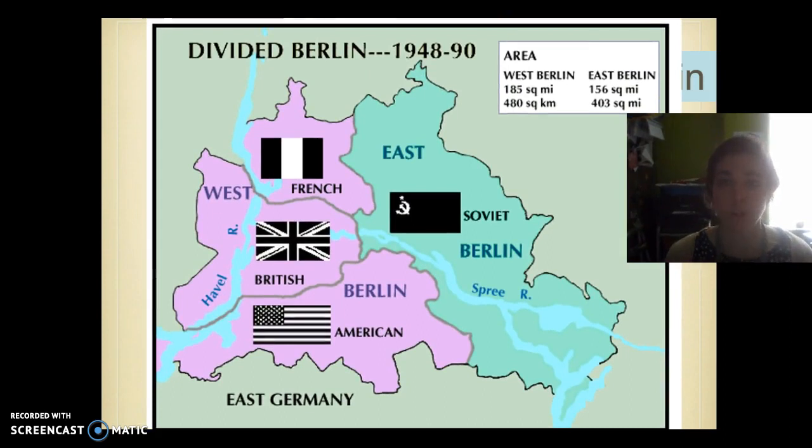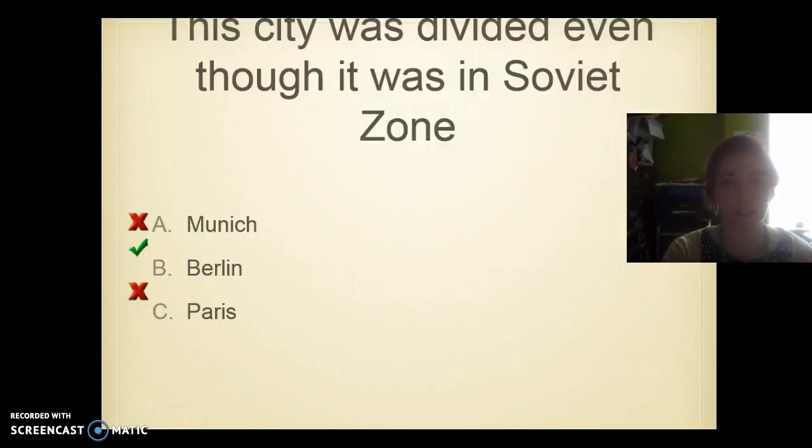It's divided between East Berlin and West Berlin, and we're going to talk about the Berlin Wall and how that divides the two, and it's divided up exactly the same. But keep in mind that the Soviets will have a communist government, and the French, British, and Americans all have democracies, capitalist democracies.